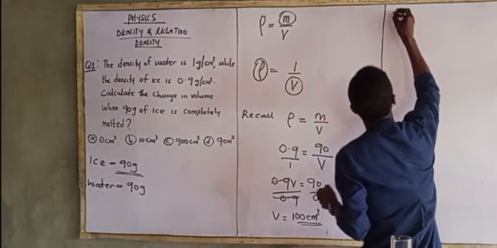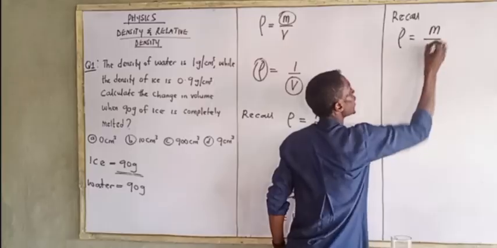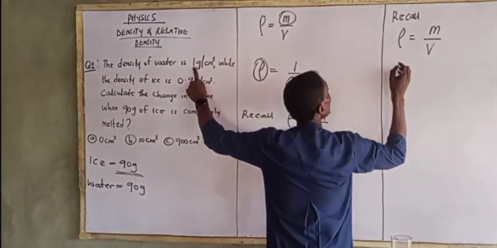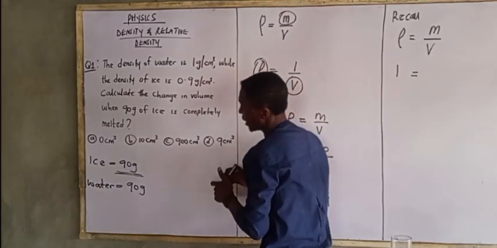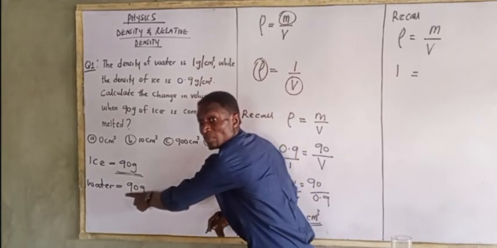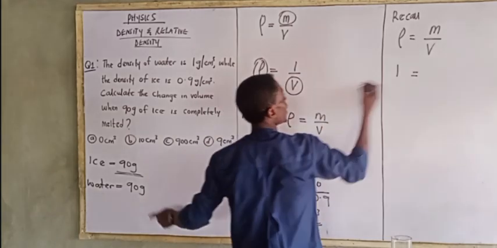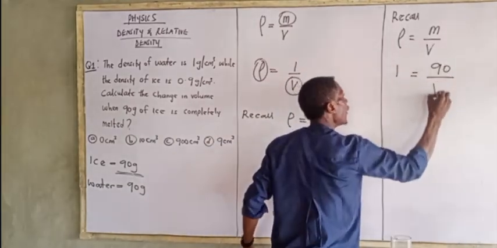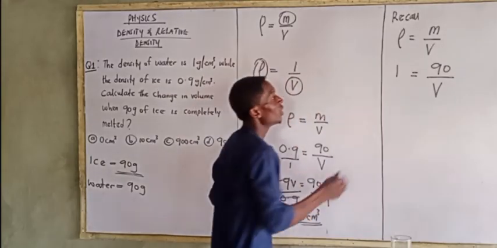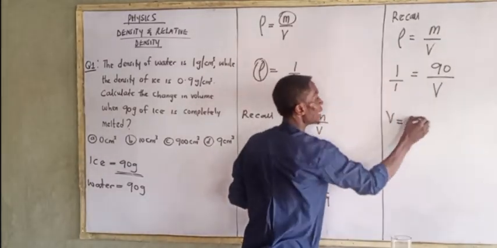Okay, now let's go back to water. Recall also that density is equal to mass over volume. Density of water here we're given to be 1. Now listen, if this ice at 90 grams melts completely to water, of course, expect the mass of the water to still be 90 grams. Do you understand what I'm saying now? So the mass of the water still remains 90 grams, constant. But expect a change in the volume. So here we have V times 1, V, equals 90 times 1, 90.